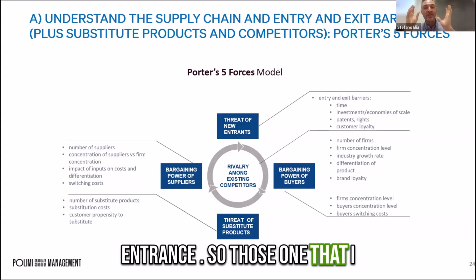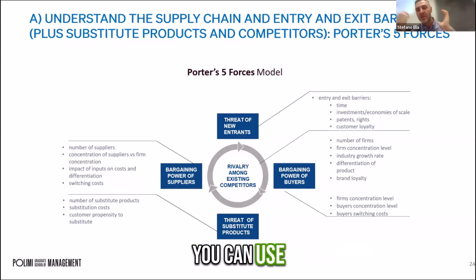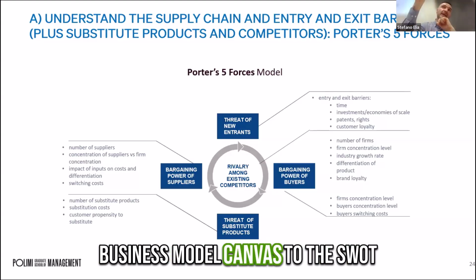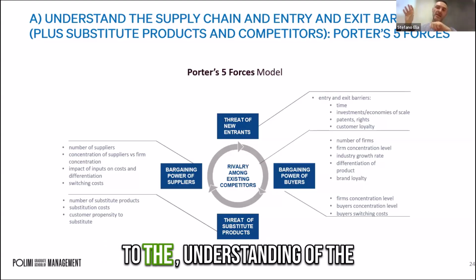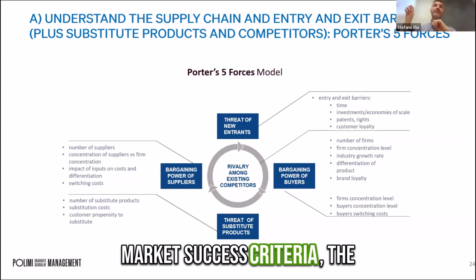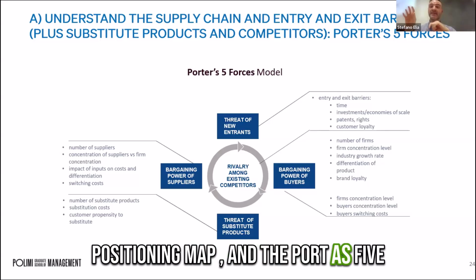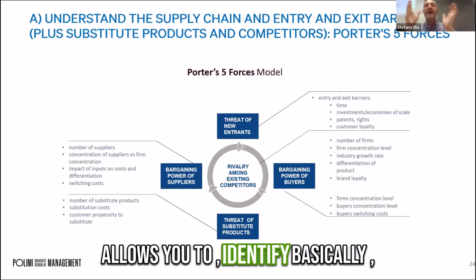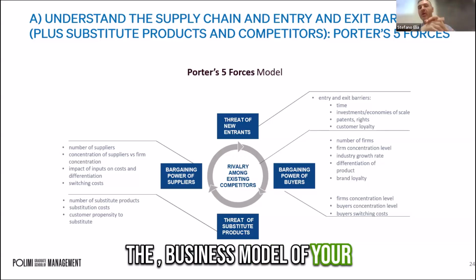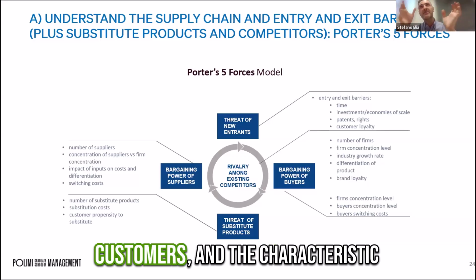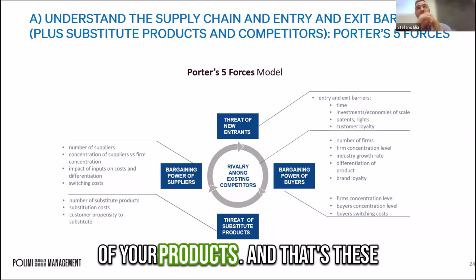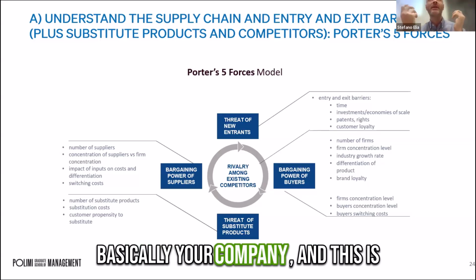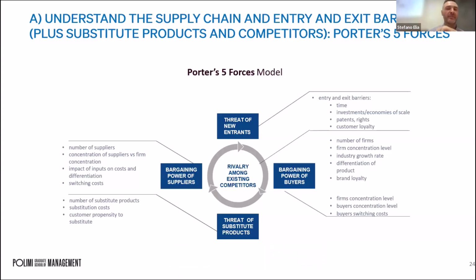So those that I showed you are all tools that you can use to understand the business model of a company, from the business model canvas to the SWOT analysis, to the understanding of the market success criteria, the positioning map, and Porter's Five Forces. These are all tools that allow you to identify the business model of your company, the competitors, the customers, and the characteristics of your products. And these are particularly relevant because they allow you to understand your company. And this is the first step of internationalization.